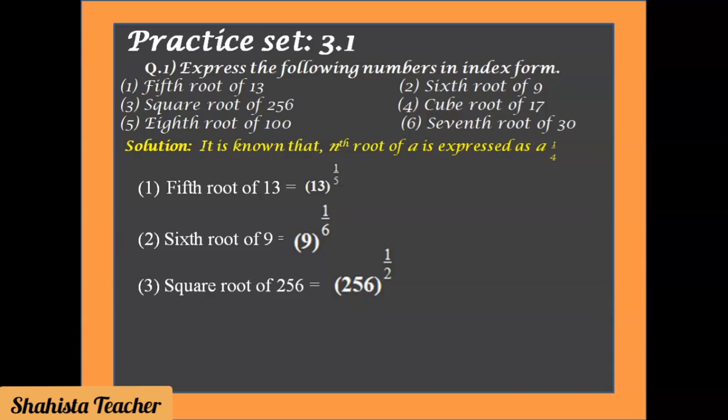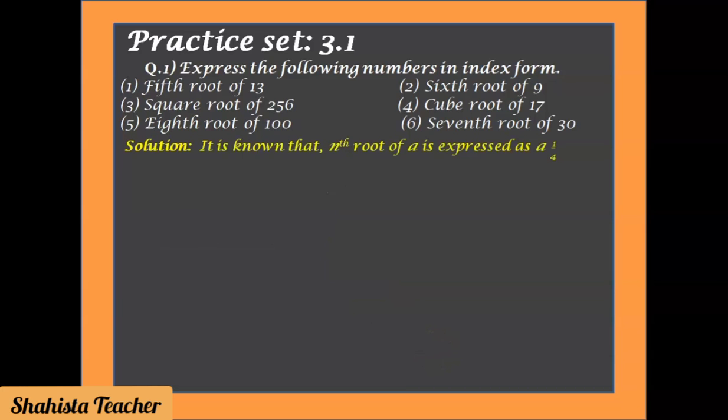Now sub question 4 is the same as sub question 3, so let's solve it. Here again it is known that the nth root of a is expressed as a to the power 1 upon n. It is compulsory to write this. Why nth root? Because they are all natural numbers. So here a is 17, 9, 30, 13, 256, 100. These are all a, and a is expressed as a to the power 1 upon n. And 1 upon n is this number 6, cube, 7. So these roots are all 1 upon n.